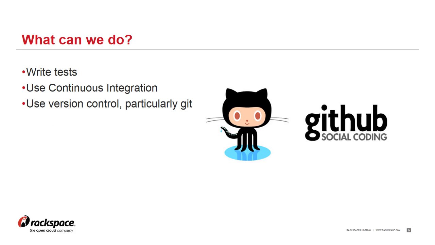How do we get there? Well, we know we need to write tests. We need to use continuous integration. We need to keep running our tests. You want to use version control, particularly Git, and check that code in somewhere. It could be GitHub, it could be Bitbucket, it could be your own GitLab. Get good coverage on that app.